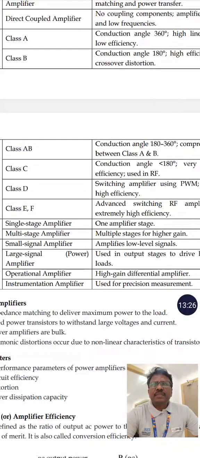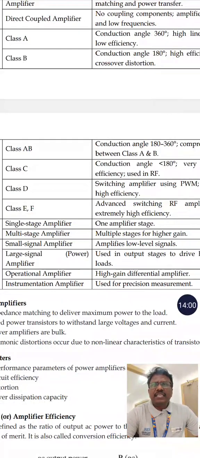Next, class C. So less than 180 degrees. This means the output waveform is highly distorted. Naturally students ask, if it is distorted, why do we use it? Good question. It is used only in tuned circuits. A resonant LC circuit reconstructs the signal. It has a very high efficiency. It is used in RF transmitters, radio communications, and oscillator circuits.